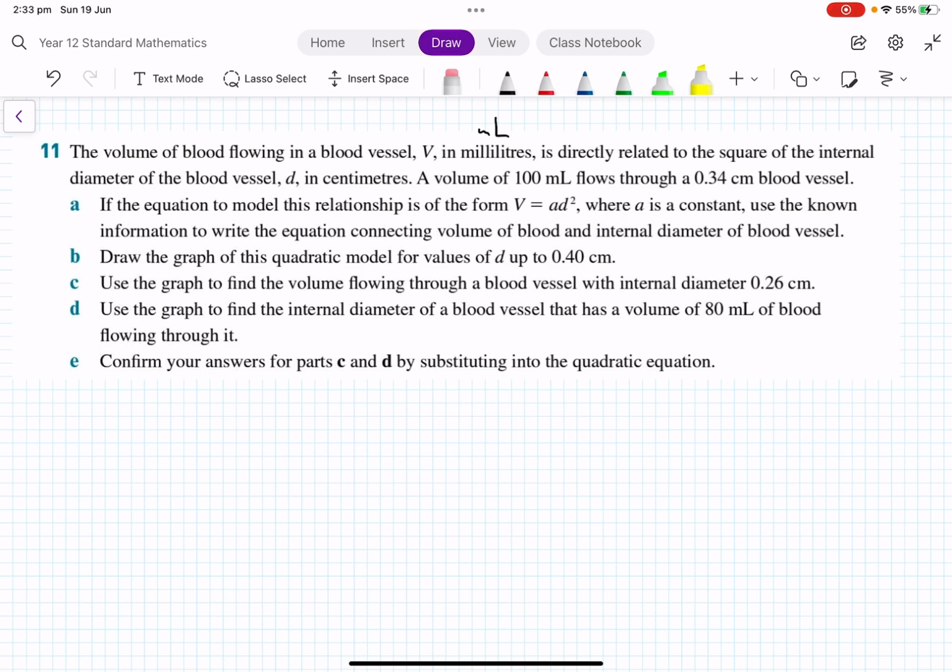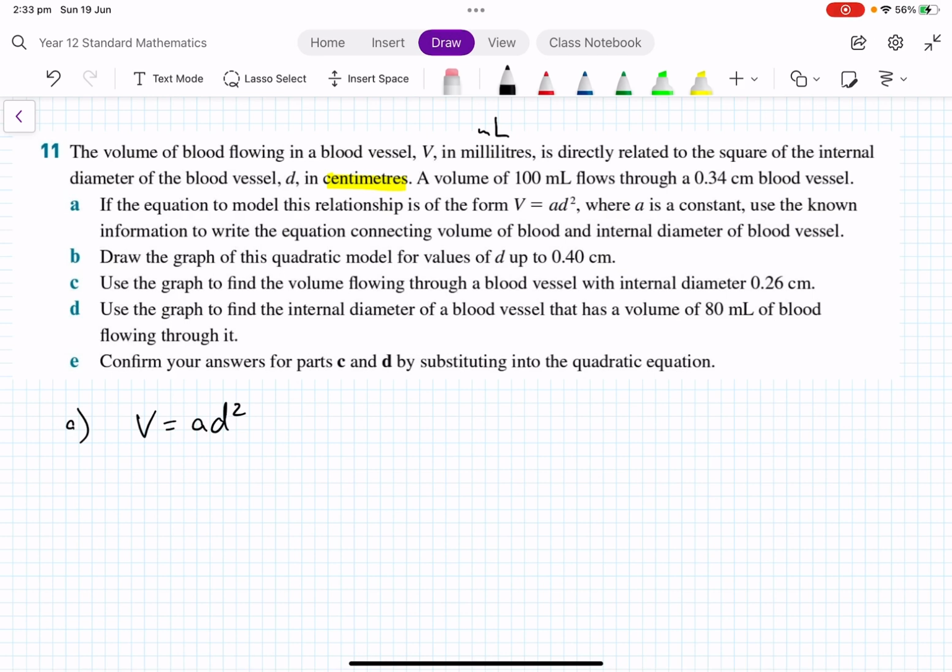I just have to take note of a few things here because we don't want to get our units wrong. So this is where it's important to get a sense of the question. Milliliters, centimeters, we've got D, we've got V. Now here's what we have. This is part A: if the equation to model this relationship is of the form V equals A D squared, where A is a constant, a number, use the known information to write the equation connecting volume of blood and internal diameter of blood vessel.